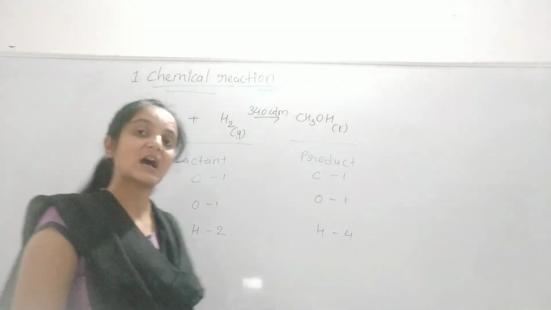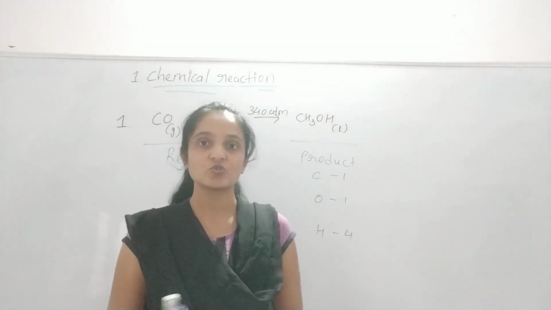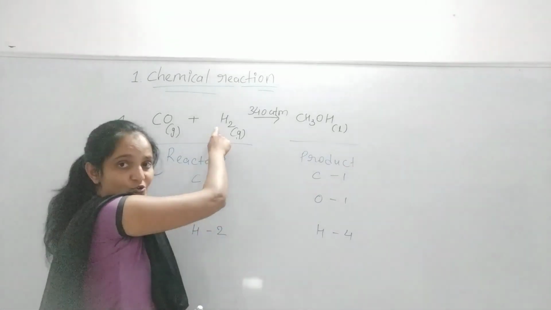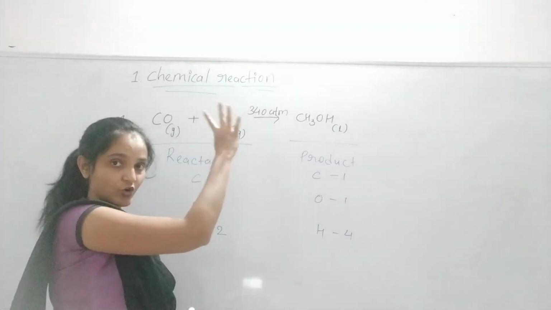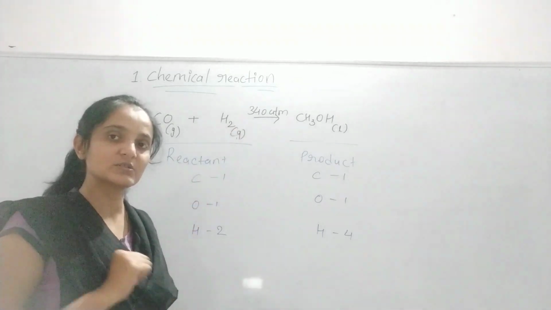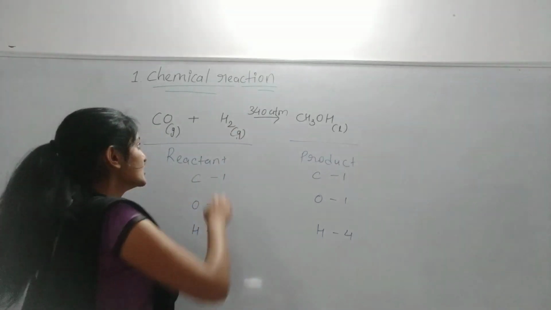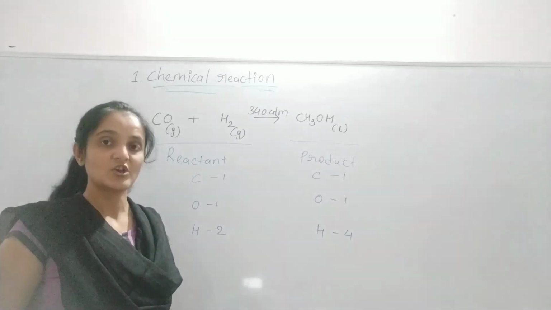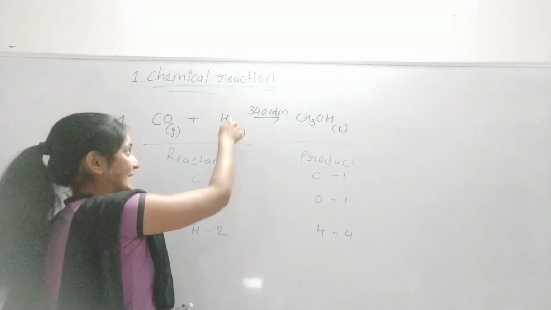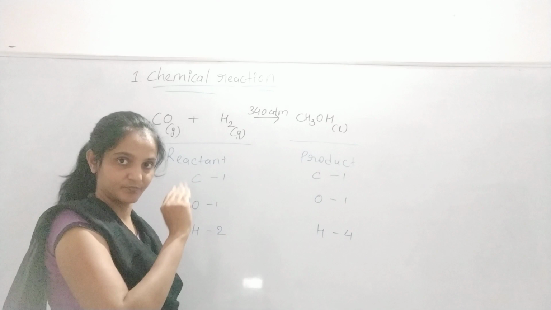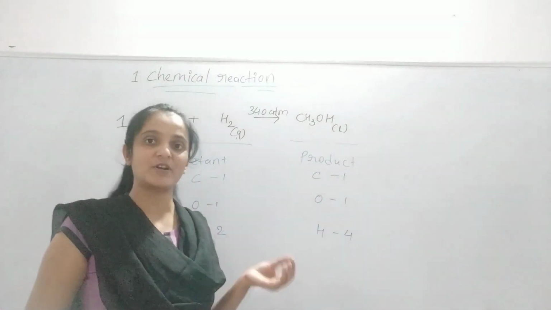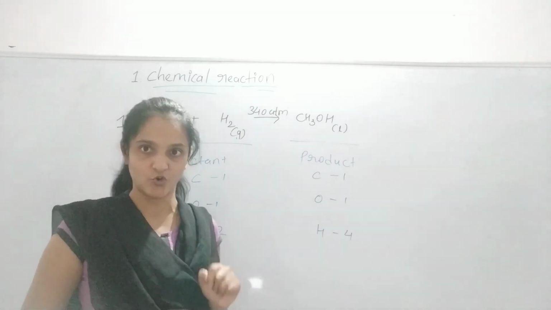Now the question arises, how can we balance it? For balancing this reaction, we have to make the hydrogen atoms in the reactant 4, because we cannot reduce the number of atoms, right? So how can we do it? Here you cannot directly put 4, because the hydrogen molecule has the formula H2. It is not H4, right?